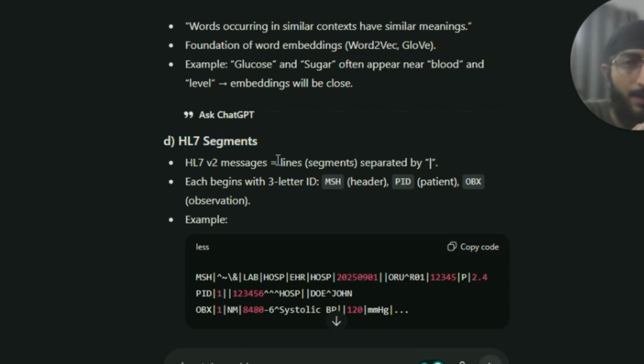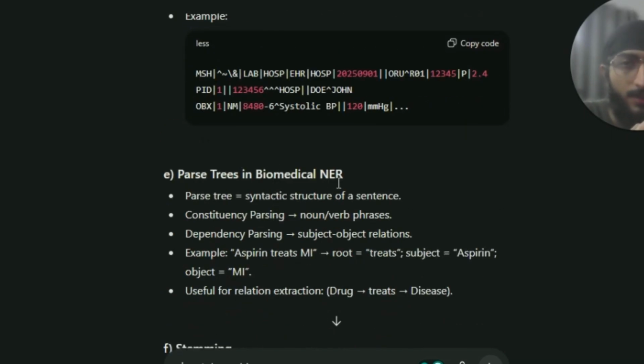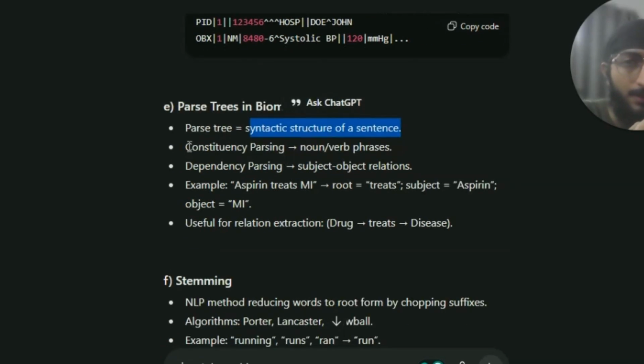Then HL7 segments, which are lines separated by a delimiter, that is the vertical line. Each begins with a 3-letter ID: MSH, which is the message header, PID, patient ID, and OBX, which is observation. You can see MSH, PID, and OBX. Then we have delimiters, and this is the example you can see. Then parse trees in biomedical NER. A parse tree is basically the syntactic structure of a sentence.